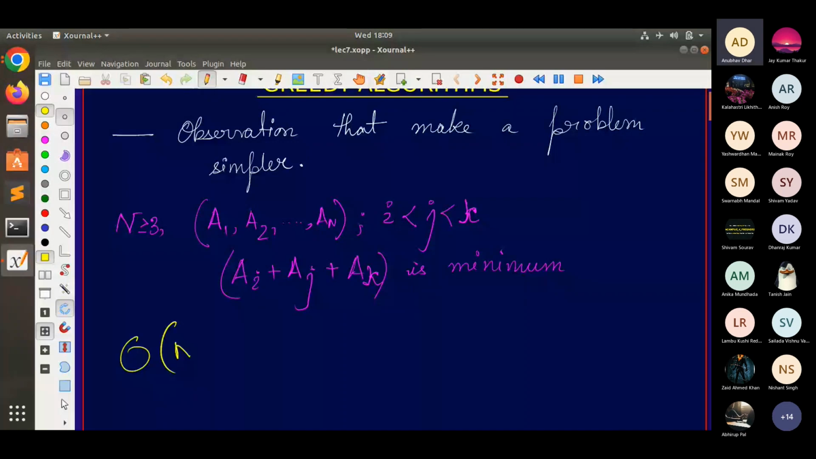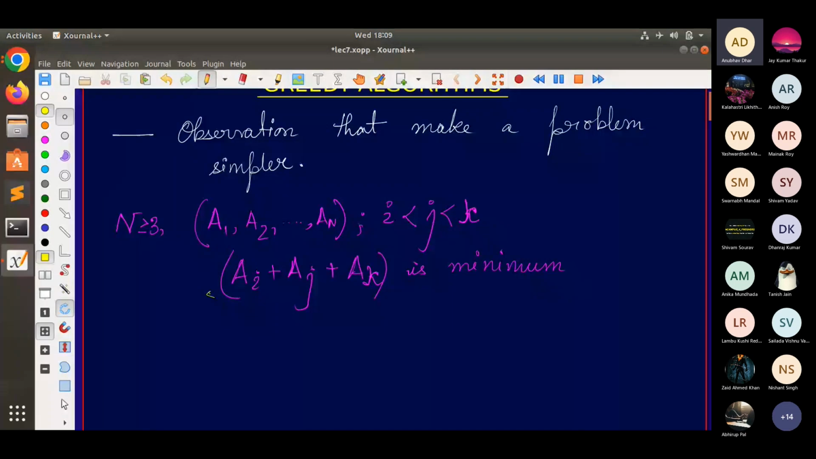So for all k, you find a particular j, and for all such k, j, you find a particular I, and then you check what the value of this sum is, and then for all such possible I, j, k, you find the minimum. But here you are making this observation that if I can somehow choose the three most minimum elements, then I'm done.